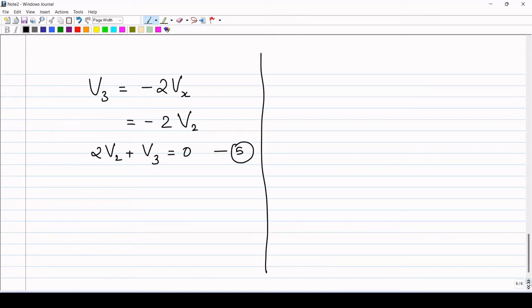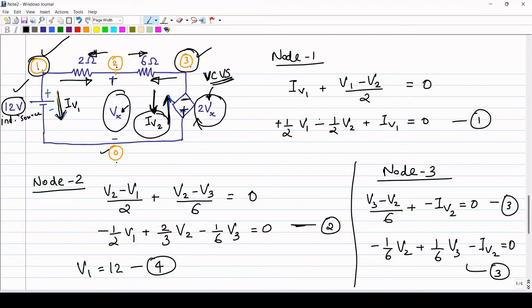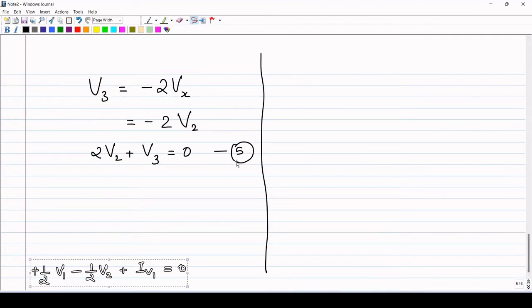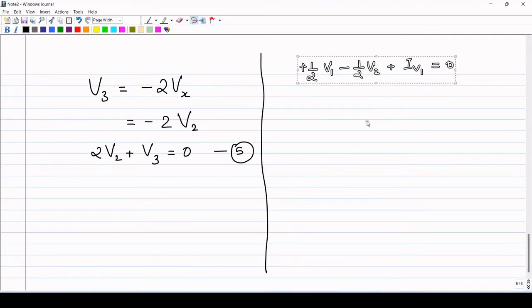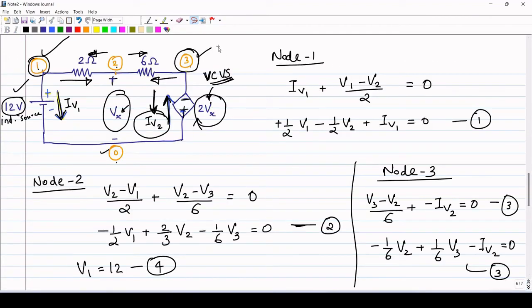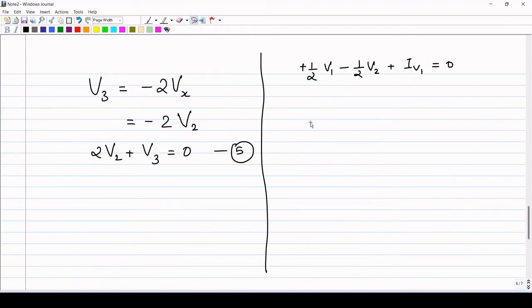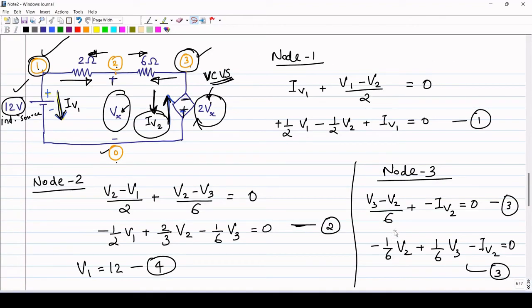So let us list out all the equations. First one is this. This is the first equation. Second equation is this one.